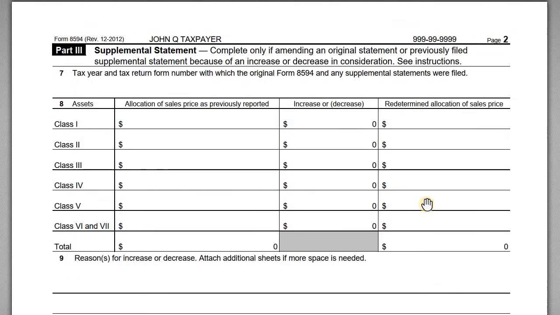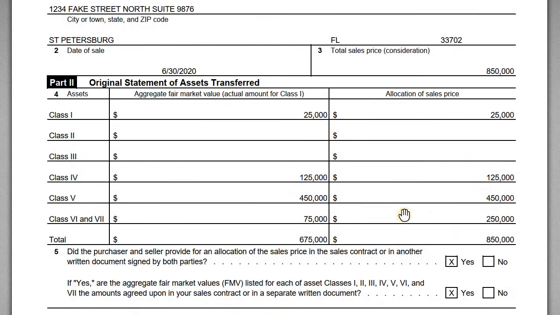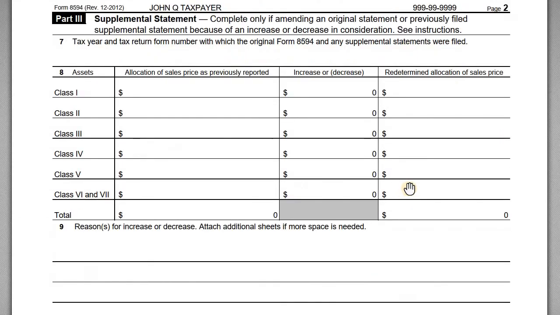And then in part 3 here, this is a supplemental statement. This is only used if you're amending an 8594. So in this example, we're leaving it blank because this is the first year we're filing it. But let's say if in year 2, after this is filed, they discover that they needed to amend some of these values up here, there were other changes, they would refile this 8594 and include this Part 3 statement.